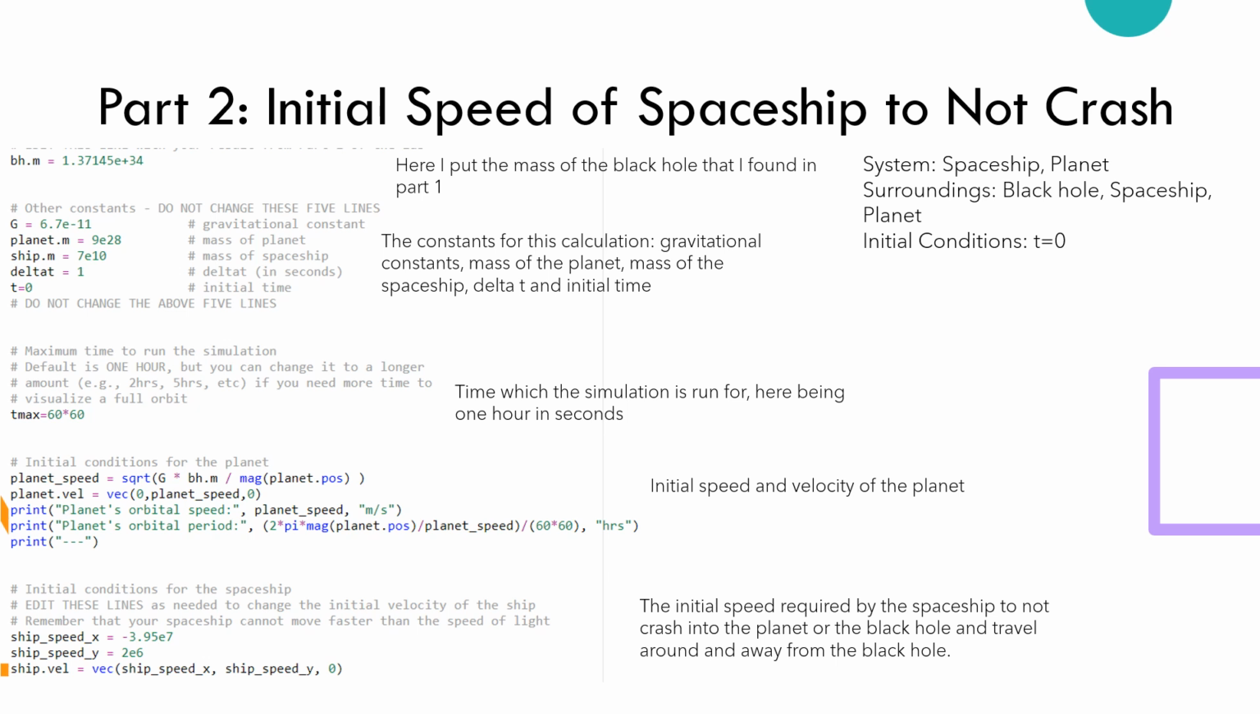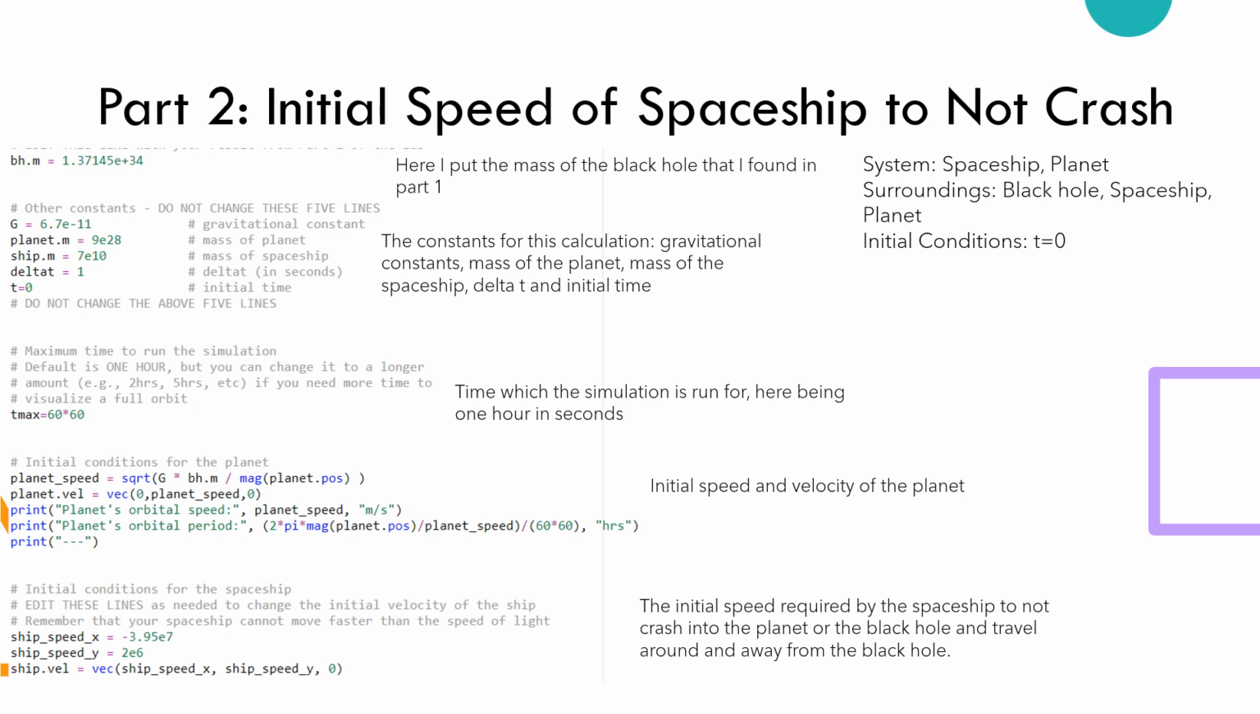Now for part 2, initial speed of spaceship to not crash. Here I put the mass of the black hole that I found in part 1, the constants for this calculation, gravitational constants, mass of the planet, mass of the spaceship, delta t, and initial time are as shown. The time for which the simulation runs here is 1 hour in seconds. The initial speed and velocity of the planet are as calculated and as shown.